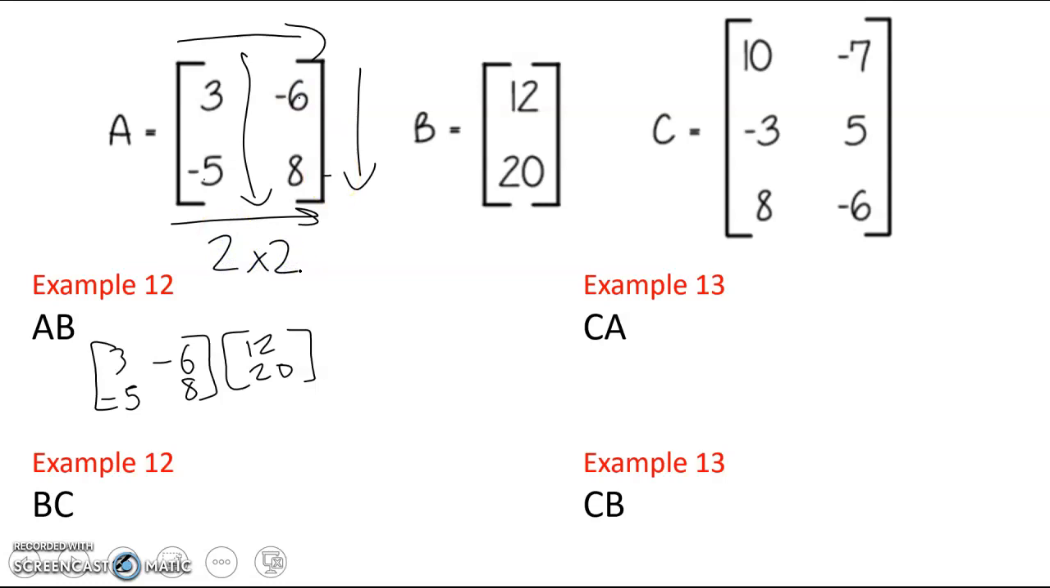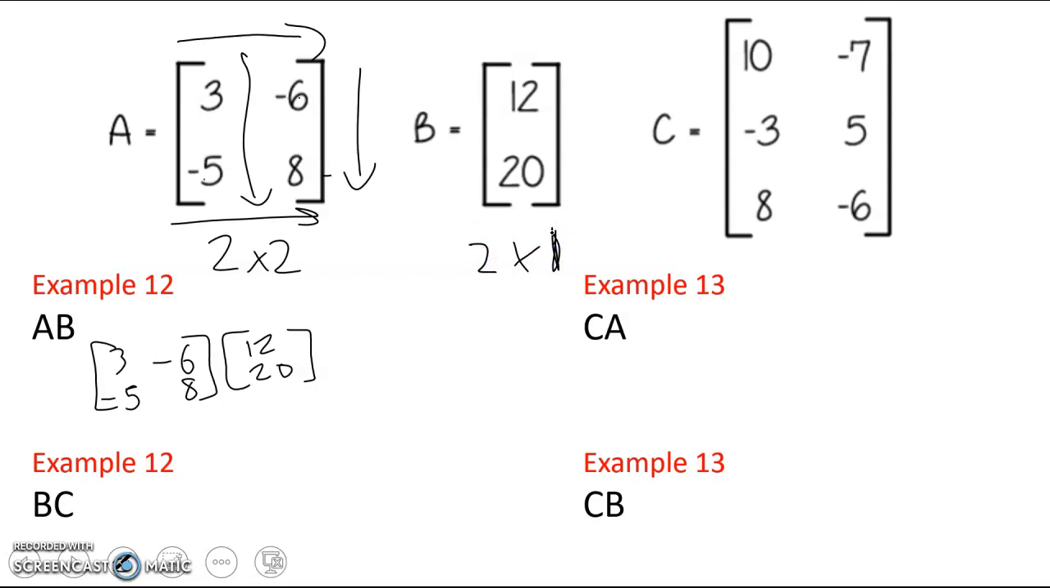B, we have 1 column, but we have 2 items in that column. So we know we have 1 column, and we have 2 items, which count as our rows, so it would be a 2 by 1 matrix.